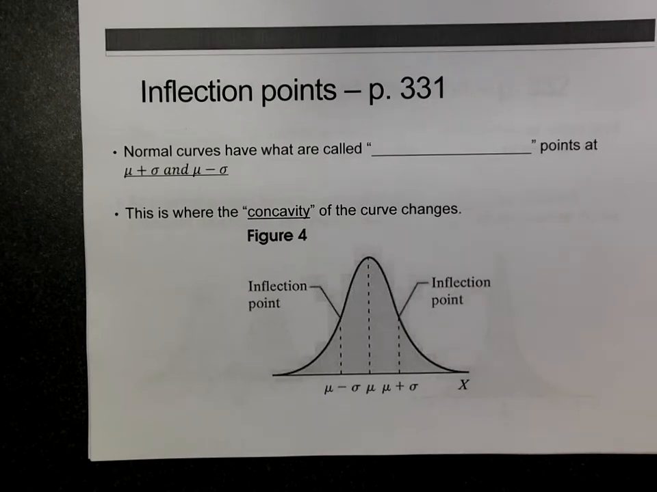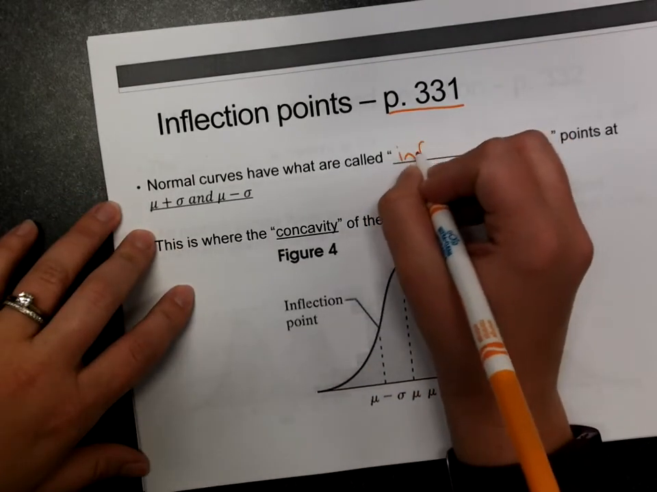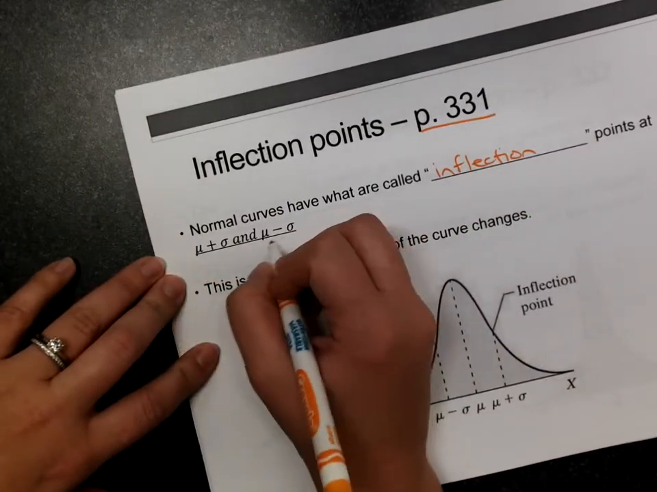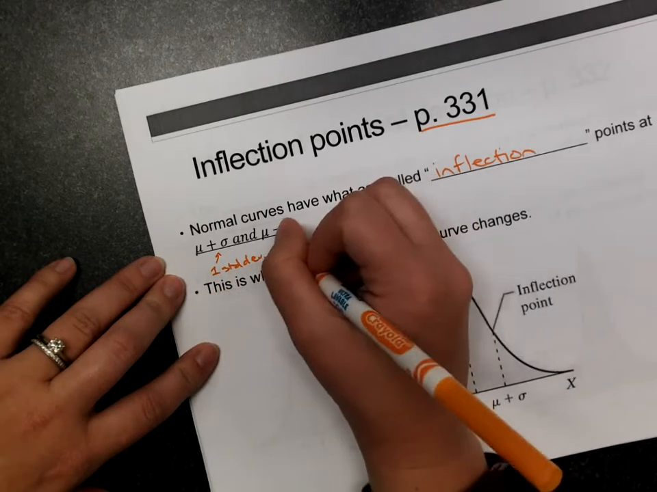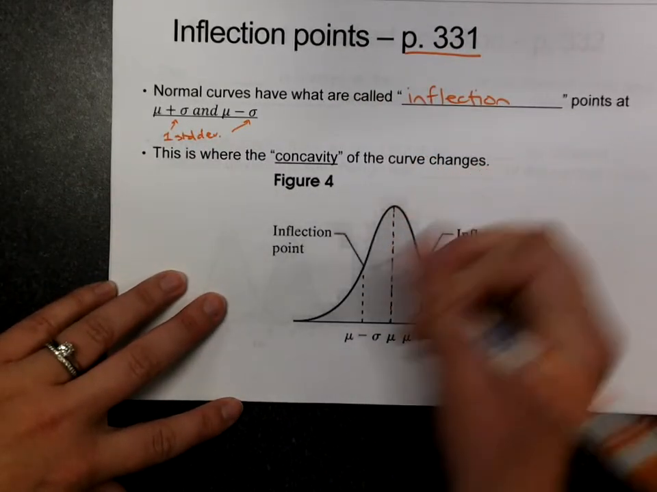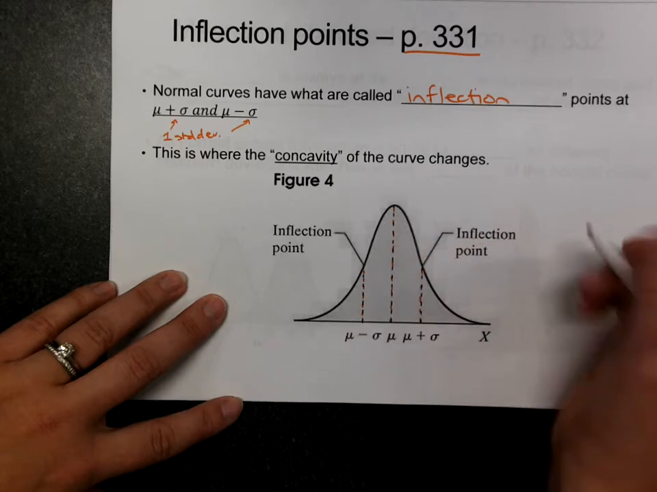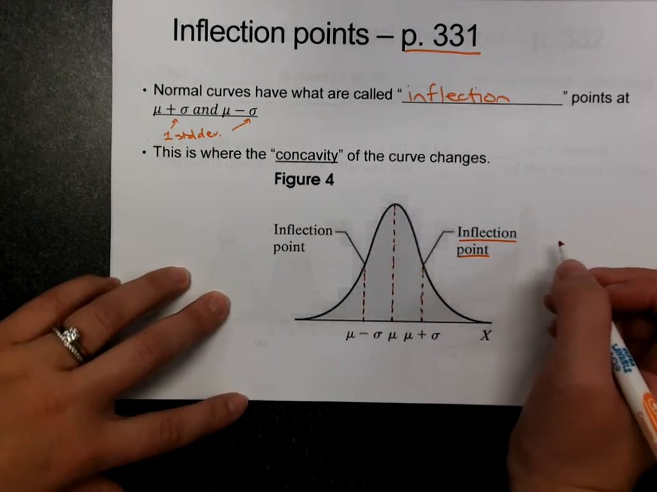So a minor new detail that is not too important for this class, but the book does point it out, and you just need to know where they are: something called inflection points, and it's on page 331. Normal curves have what are called inflection points at mu plus sigma and mu minus sigma. So remember, that's one standard deviation above the mean and one standard deviation below the mean. Our mean is in the middle of our curve. We draw our nice smooth curve. And one standard deviation below the mean and one standard deviation above the mean have what we call these inflection points. And again, this is more of a calculus thing.